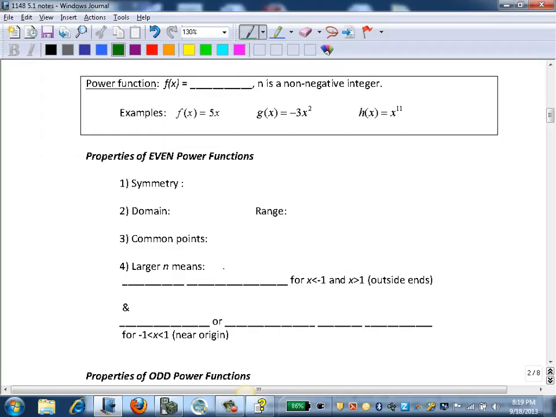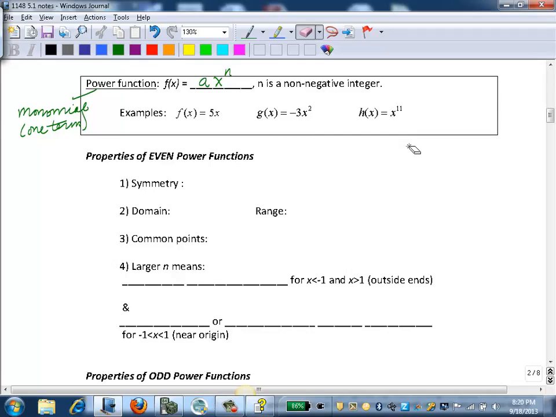A power function is a special type of polynomial function. It's a monomial, one term, in the form a times x to the n power. And since it's a polynomial function, we know that n, that exponent, has to be a non-negative integer. So just note: power function, it's a monomial, mono meaning one term. Here are some examples: 5x, negative 3x squared, x to the 11th power.